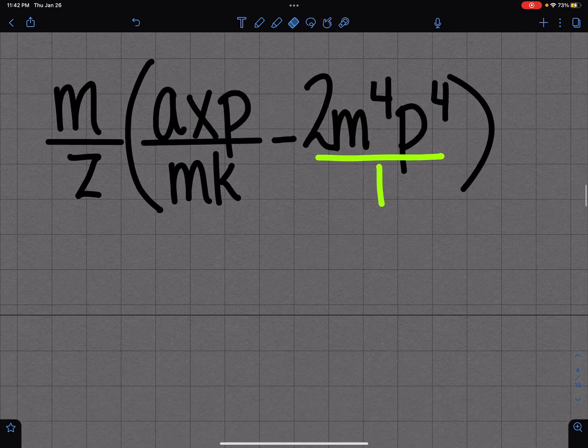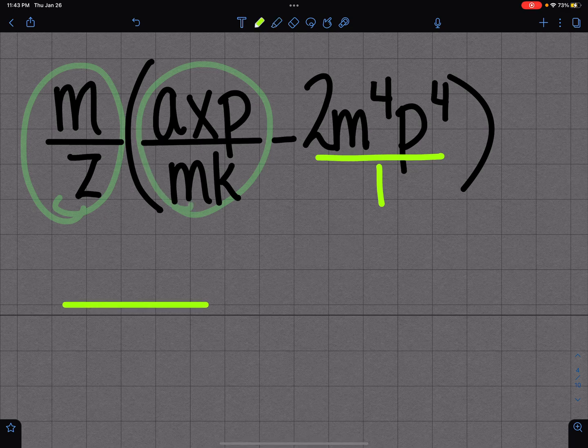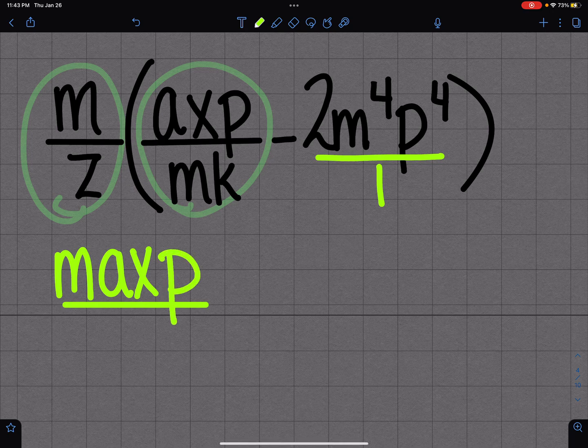So for the first part of the problem, we're going to multiply this times this. So I'm going to make a fraction line, and I'm going to look at the numerators. I've got an m, and then I've got all this stuff. Should I put it in alphabetical order? I'm going to resist the urge. M-A-X-P. Okay, so that's the top.